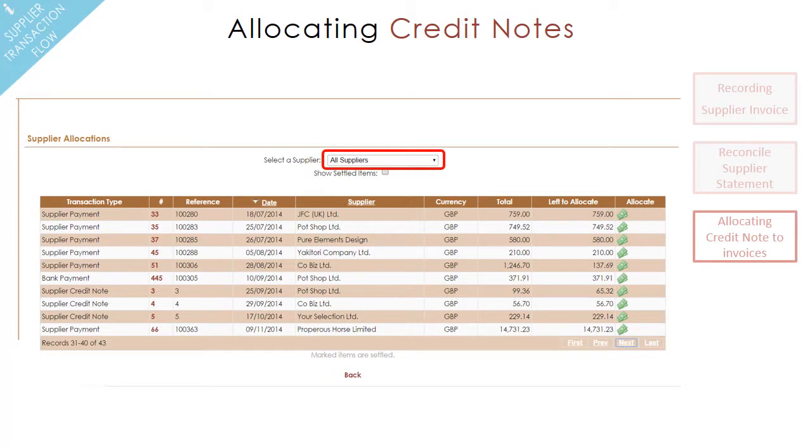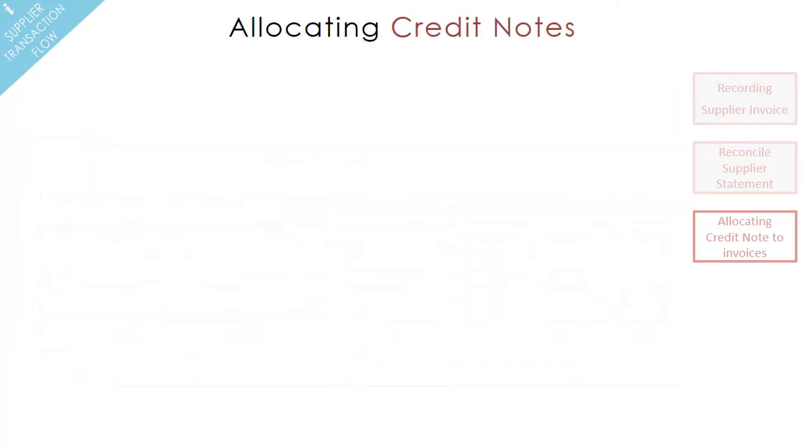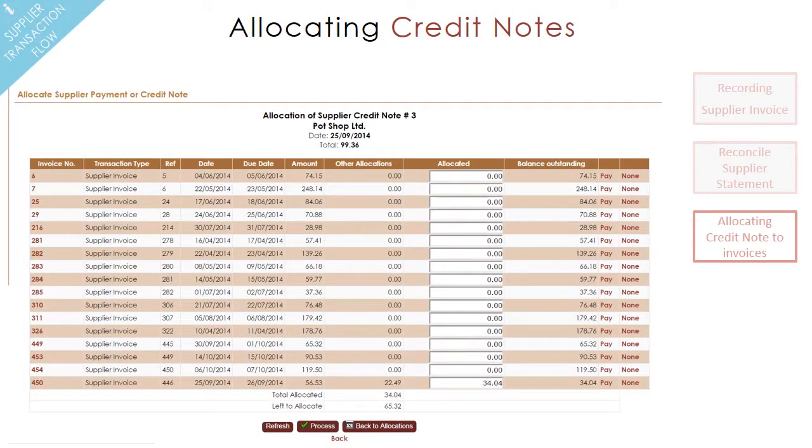Select the supplier account from the drop-down menu. Then select the Allocate icon located next to each credit note. Once the Allocate icon is clicked, the following screen will appear. This lists all the outstanding invoices that have either not been paid or a payment or credit note has not been matched against. The amount of the credit note being allocated will appear at the top of the screen.